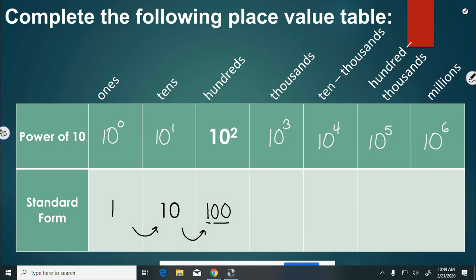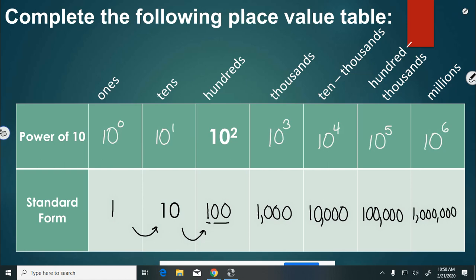10 to the third is 1,000, or a 1 with 3 zeros. 10 to the fourth is 10,000, or a 1 with 4 zeros. 10 to the fifth is 100,000, or a 1 with 5 zeros. And 10 to the sixth is a million, or a 1 with 6 zeros.